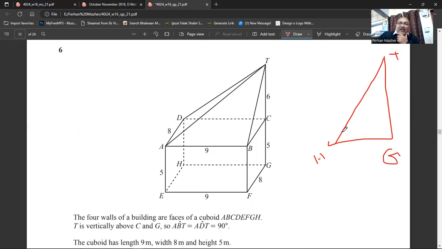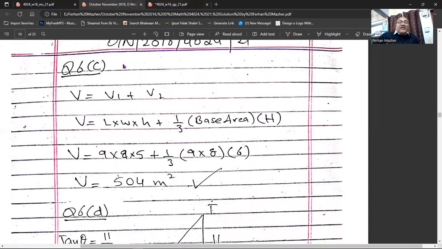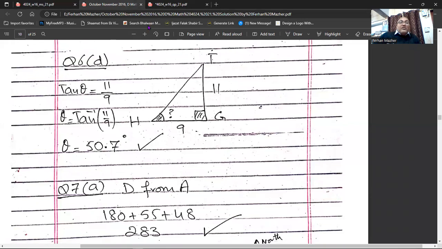So they want me to find the angle of elevation. This is that angle. This is 11 and this is 9. This angle is 90 degrees. So it is a right angle triangle, and I want to find out this angle. This is the angle of elevation. So I can apply tan and I can find this. Very simple, straightforward question.